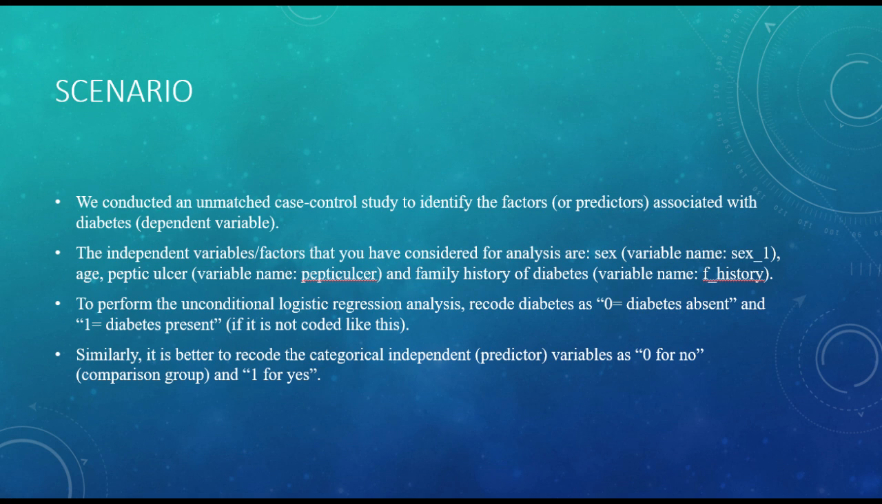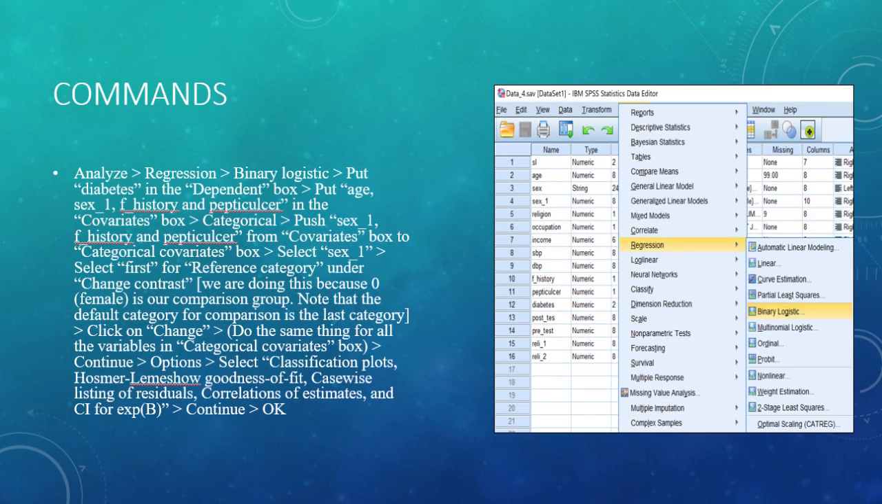To perform the unconditional logistic regression analysis, recode diabetes as 0 equals diabetes absent and 1 equals diabetes present, if it is not coded like this. Similarly, it is better to recode the categorical independent predictor variables as 0 for no, comparison group, and 1 for yes. Commands: Analyze, Regression, Binary Logistic.